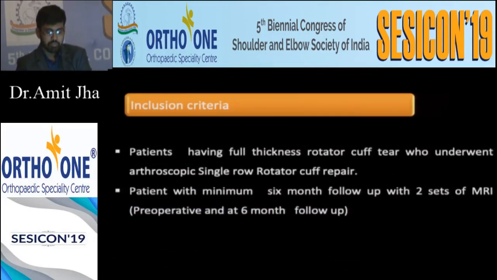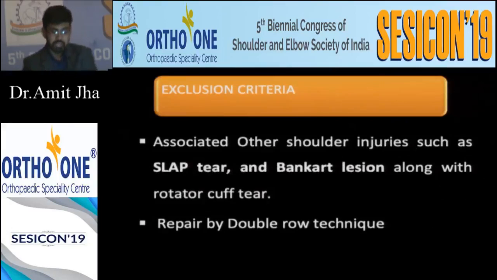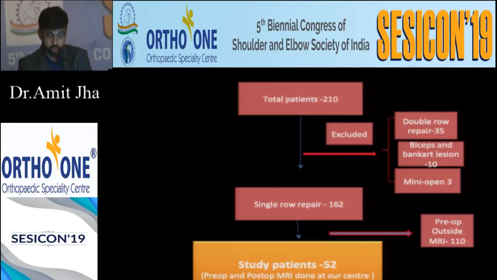So all patients having a full thickness rotator cuff tear who underwent single row cuff repair arthroscopically were included in the study, and they should have a minimum 6 months of follow-up with 2 sets of MRI. Excluded from the study were those having SLAP tear, Bankart lesion, and rotator cuff repair with double row technique. In this duration, we had 210 patients with cuff tear repaired, out of which only 52% we could include because their pre-op and post-op MRI was done at our center.